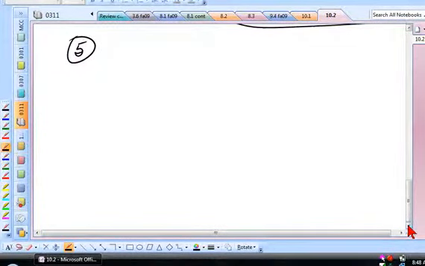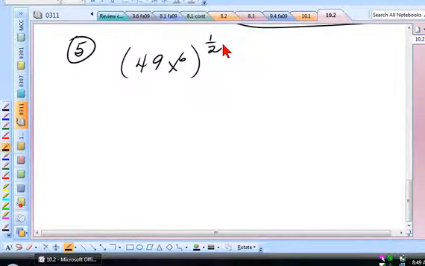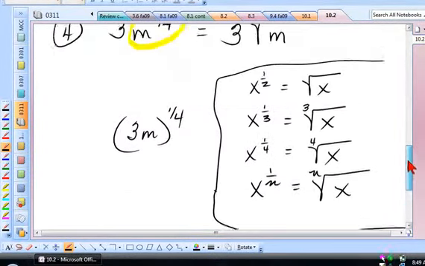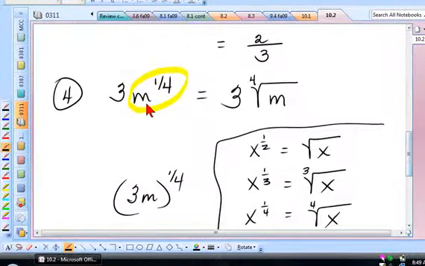It says use radical notation to write the expression, simplify if possible. Parentheses, 49 x to the 6th, all raised to the 1/2 power. What's the base of the exponent 1/2? When I say that, I'm saying what's being raised to the 1/2 power. That's what the base is: 49x to the 6th, the whole thing, as opposed to in the previous problem where only the m was being raised.